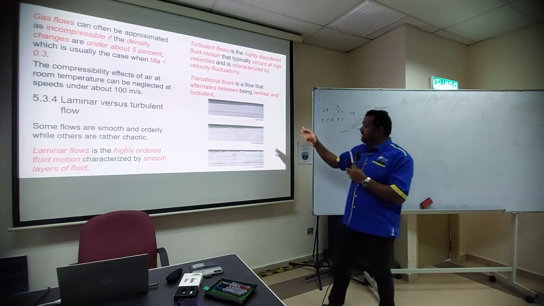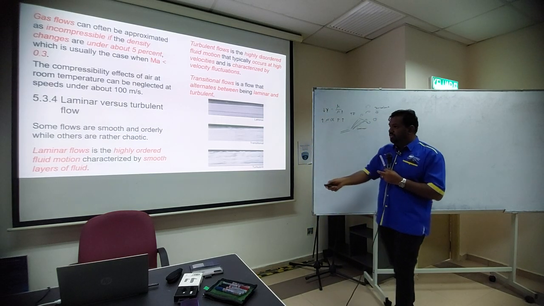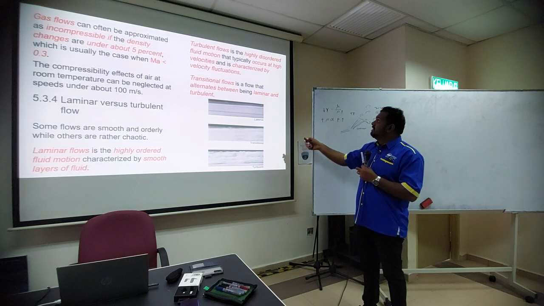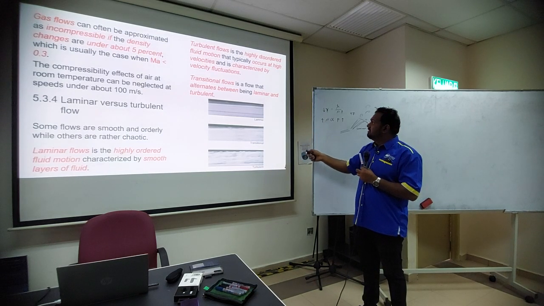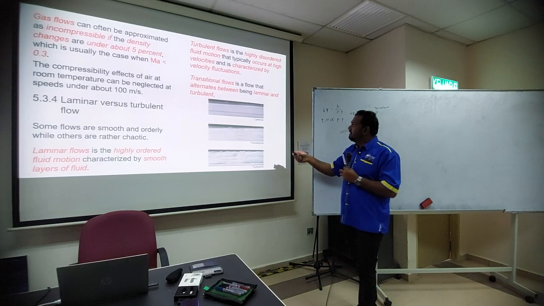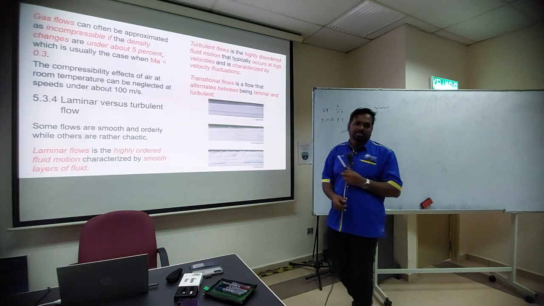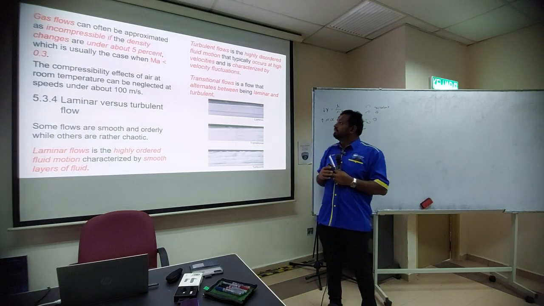So there are only three things here. Laminar flow, highly ordered; turbulent flow, highly disordered. And transitional flow is a flow that alternates between being laminar and turbulent.